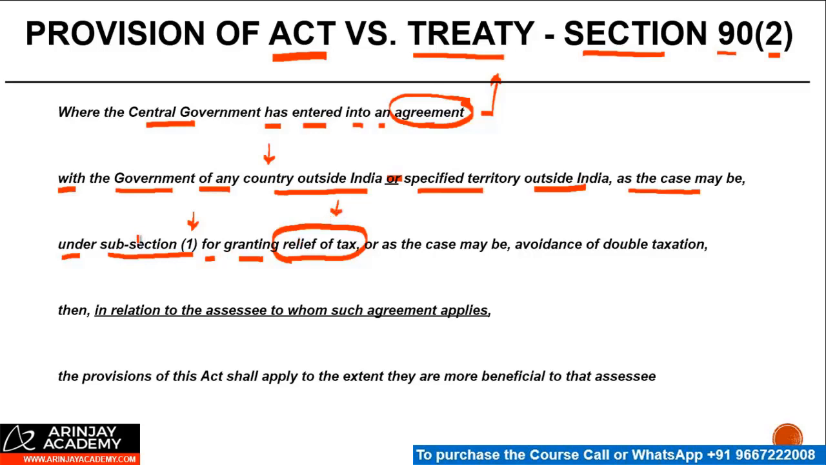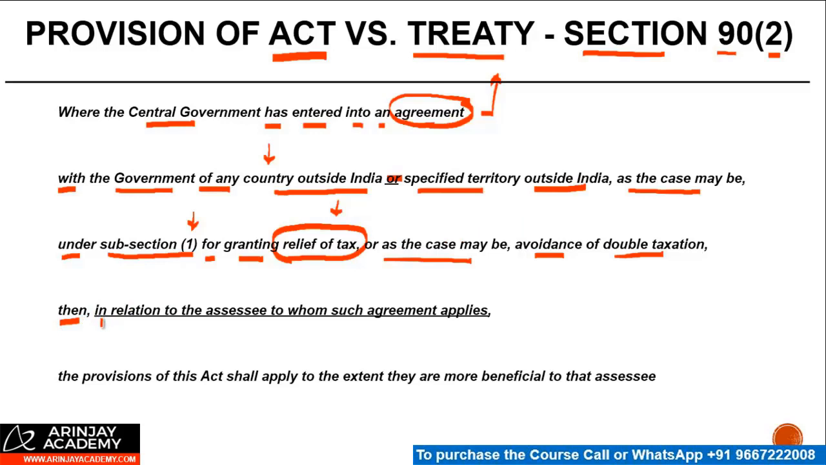Now, relief of tax would be in a situation where, let's say for example, there is an Indian company. It derives income from a foreign country where it has paid taxes, right? Now, if the Indian government taxes it again, there will be double taxation. So the Indian government may actually provide relief from Indian tax on such income which has suffered tax in the foreign country. Or, as the case may be, avoidance of double taxation, right? The same example: if the Indian government were also to tax that income which it has received from the foreign country, there will be double taxation.